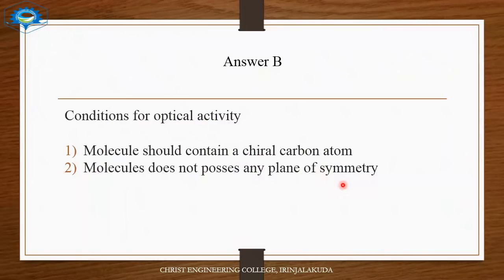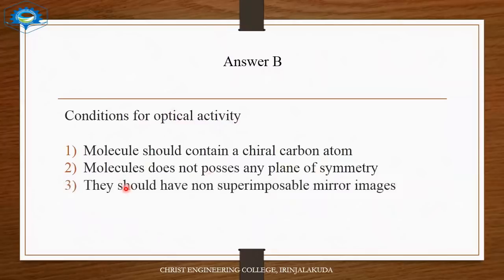Condition 2, the molecule does not possess any plane of symmetry. What is a plane of symmetry? When we cut a molecule into 2 equal halves, if the 2 halves are identical, we say that the molecule possesses a plane of symmetry. The condition for optical activity is that the molecule does not possess a plane of symmetry. That is, if we cut a molecule into 2 equal halves, the 2 halves must be different.